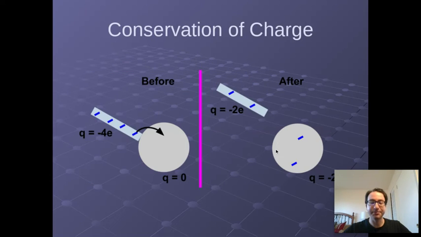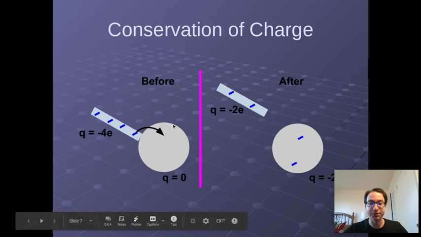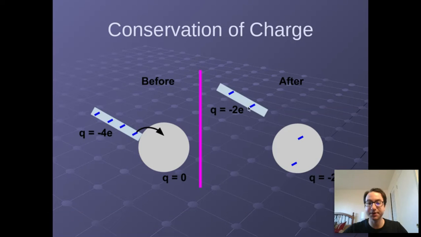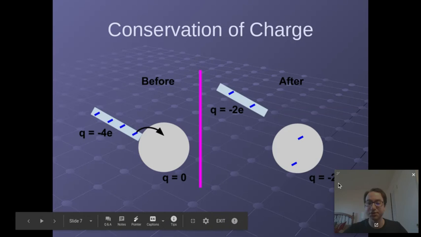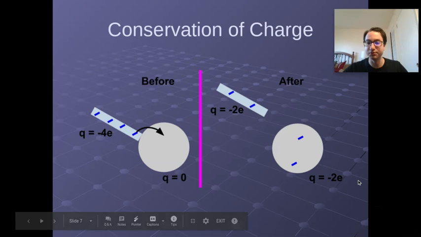Here again is a picture example of the conservation of charge. We have, let's say, -4 coulombs here with 0 coulombs on this sphere. If we touch this negative object to this neutral sphere, well, maybe some electrons jump over, and now they're each -2 coulombs, but still a total of -4, just like we started.